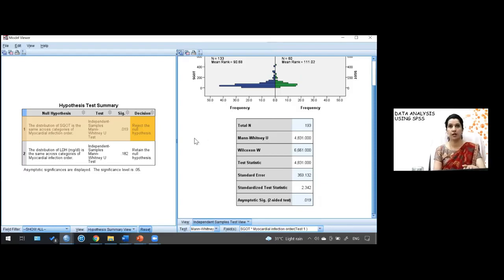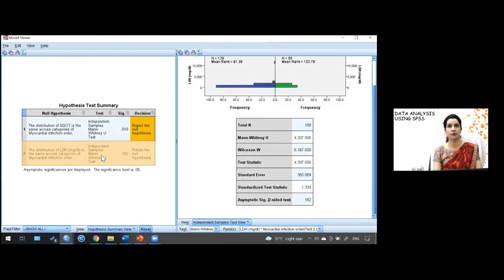Before I go to that command, let's see this distribution. If you click this one, again you can see here that it is almost the same, both have the same shape. So again here we can compare the median value and the mean rank also. Can you see the mean rank? It is 91.38, and here the mean rank is 102.78. Okay, so now we have to put the command for median value.